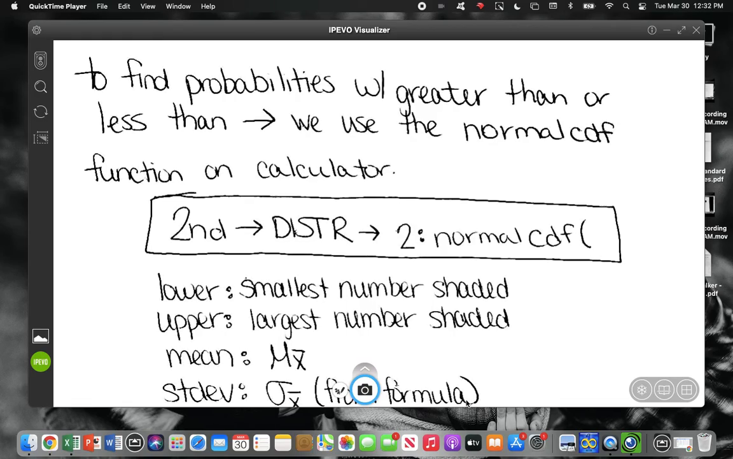Once you open that, we will be shading our curves, and the lower bound, or the lower number, is always the smallest number that you shade. The upper is the biggest number that you shade, and then the mean and standard deviation are coming from the sample. So the mean and standard deviation that we calculated yesterday, we're going to use those to make the curve, and then we'll put those into the calculator as well.